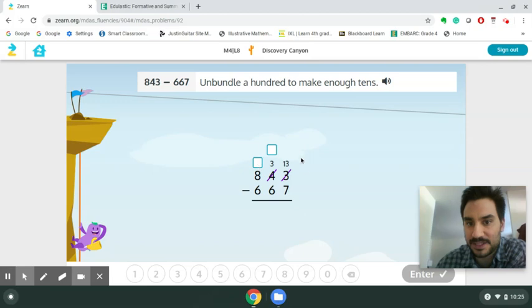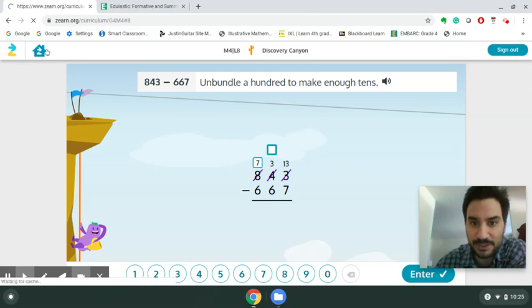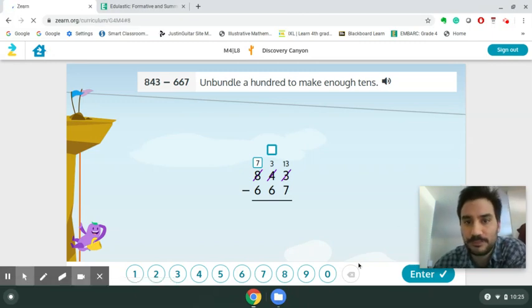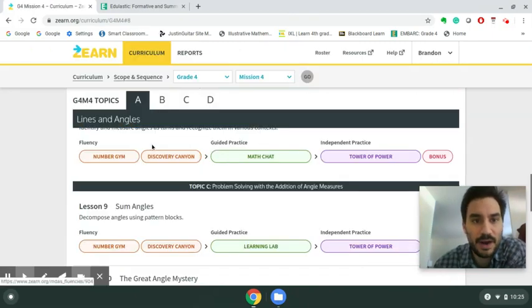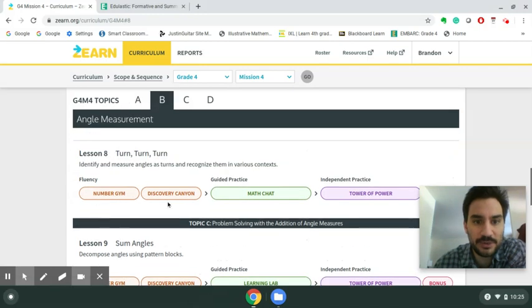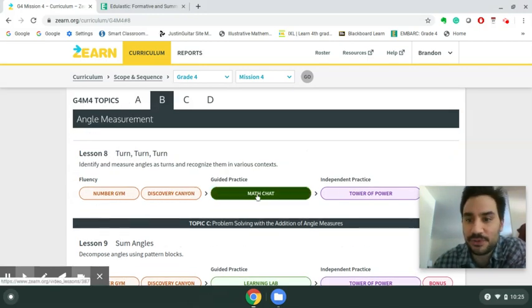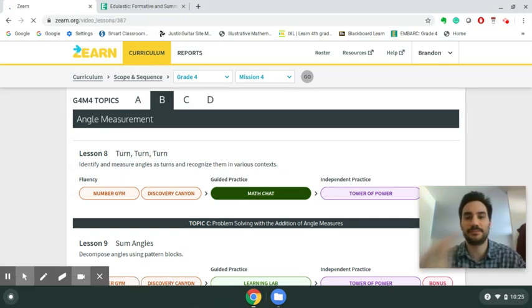Now the same thing over here. My 8, that 8 turns into a what? I can't subtract 6 from this 3 in the tens, so I need to borrow. The 8 turns into a 7, and what does that 3 turn into? You're going to have to complete it from here. I'm going to jump back to the main screen. Once you are done with your fluency, we'll jump right into the math chat, our guided practice. Let's get into it.